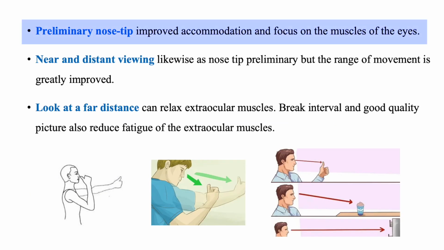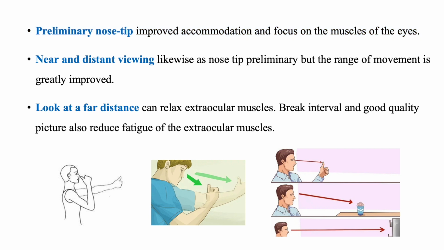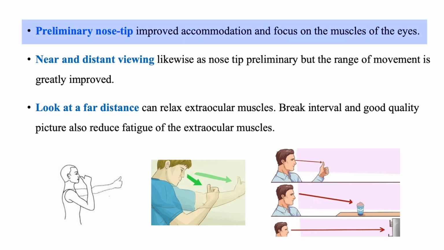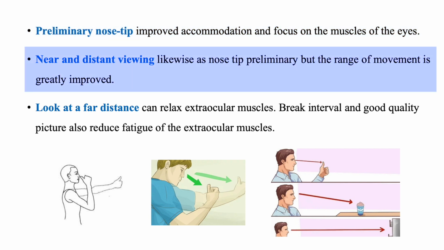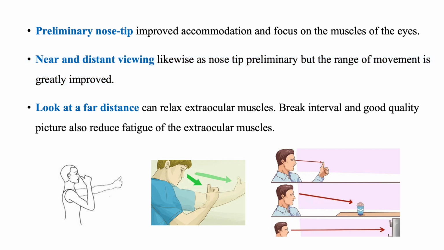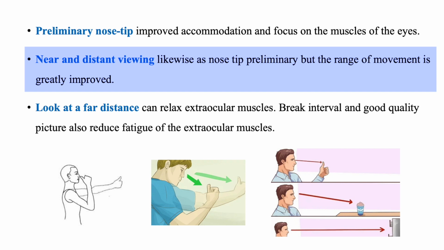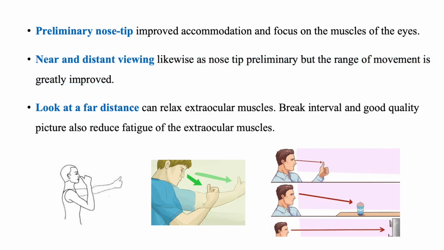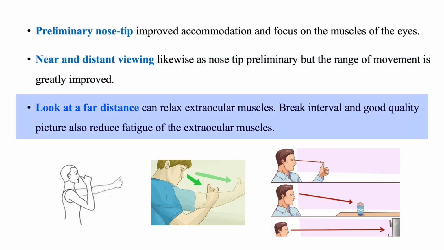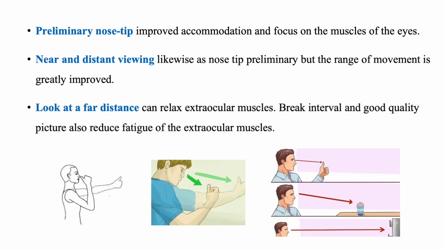Preliminary nose tip gazing improves accommodation and focus of the muscles of the eyes. Near and distant viewing is likewise like nose tip gazing, but the range of movement is greatly improved. Looking at a far distance can relax extraocular muscles. Break intervals and good quality pictures can reduce fatigue of the extraocular muscles.